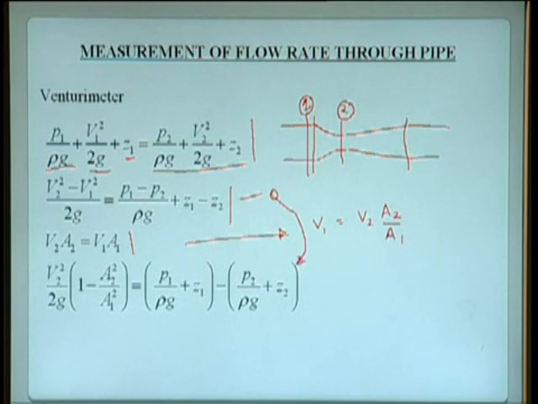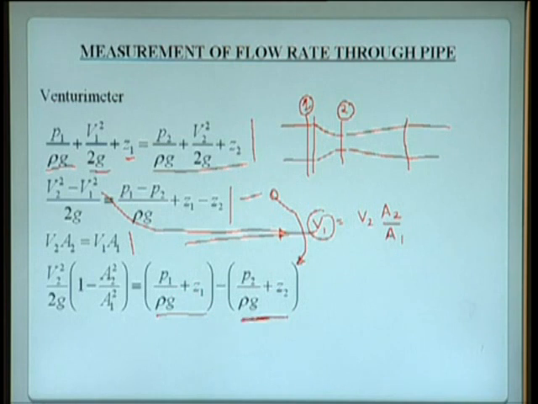So substitute the value of V1 from this into this equation, we will get V2 square divided by 2g times (1 minus A2 square divided by A1 square) is equal to (P1 over rho g plus Z1) minus (P2 over rho g plus Z2). This is written in this particular form because we know what these terms are, P1 over rho g plus Z1 and P2 over rho g plus Z2. We have studied this thing.